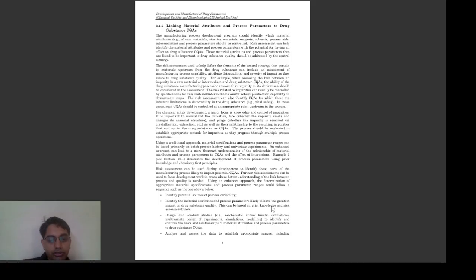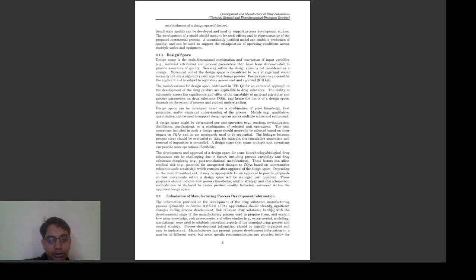Identify potential sources of process variability. Then identify material attributes and process parameters likely to have the greatest impact on drug substance quality. This can be based on prior knowledge and risk assessment tools. Design and conduct studies, such as mechanistic and kinetic evaluation, multivariate design of experiments, simulation, and modeling, to identify and confirm the relationship of material attributes and process parameters, including drug substance quality. Analyze and assess to establish appropriate ranges, including the establishment of design spaces if desired.